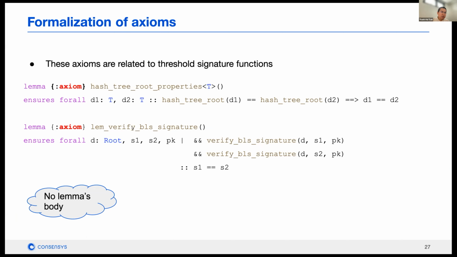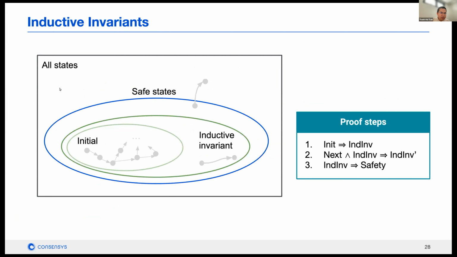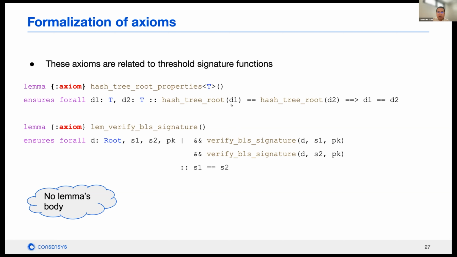In Dafny, we specify the axioms by using two keywords, lemma and axiom. The first axiom is a property of the hash root function. It means that if the hash of two data, D1 and D2, is the same, then D1 must be D2.